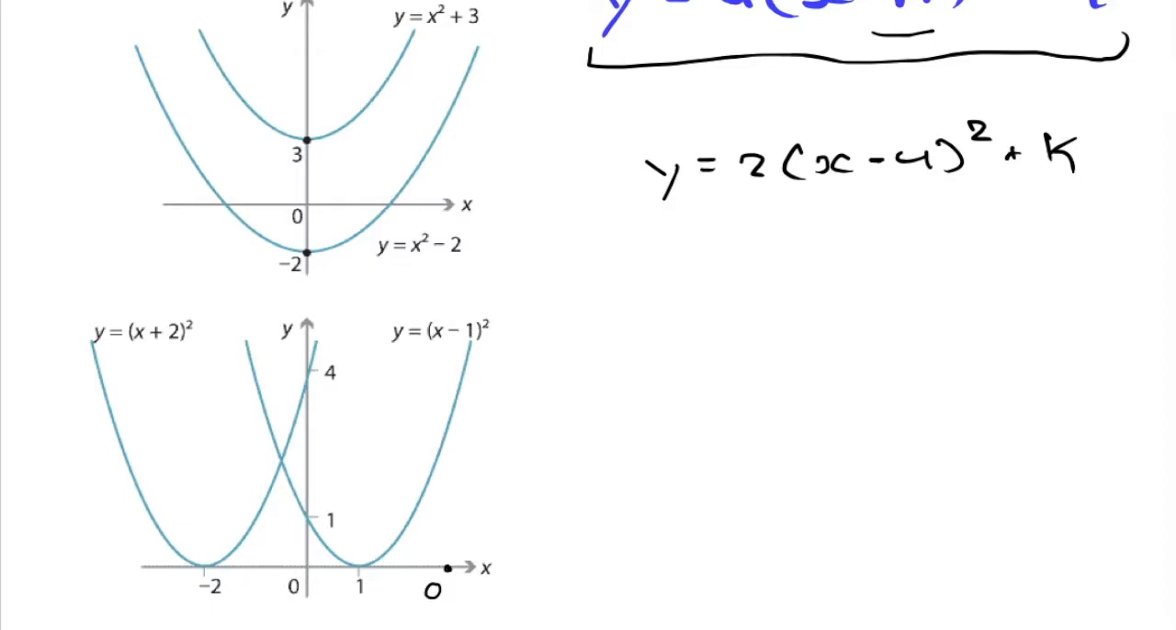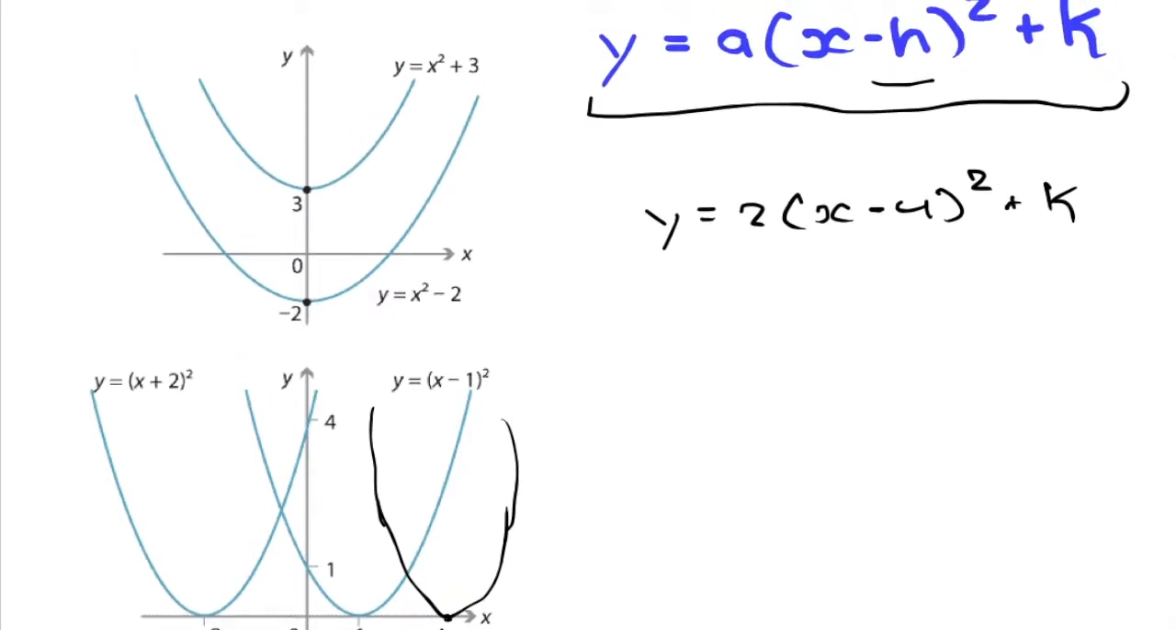So this would be 4, right? And this is where the parabola would start. This is where the parabola would emerge, and it would get bigger and bigger until it reached an infinite point, right?